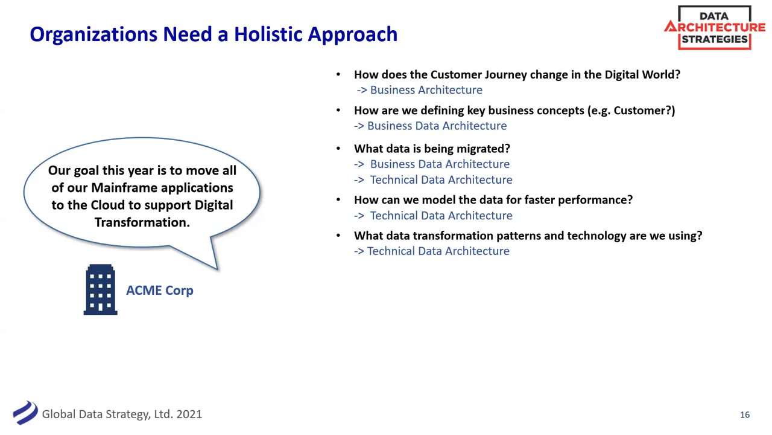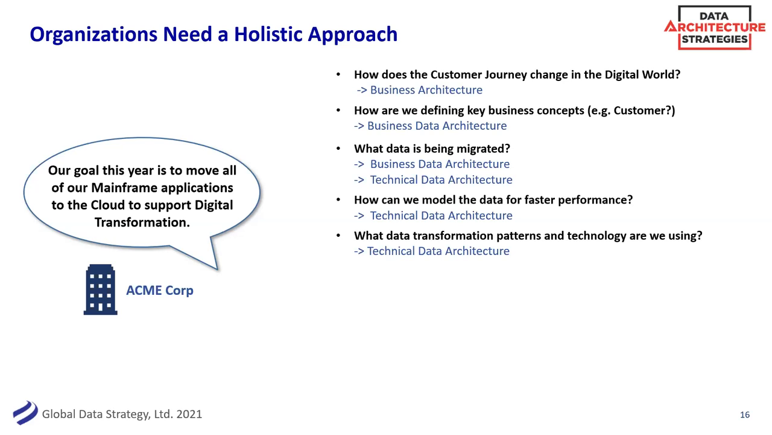We talked about this in the beginning. How do we model the data for faster performance? Is moving to the cloud enough? Do we model it in a different way? Is it key value pair for a web application, or do we want to do a relational database for a data warehouse, et cetera, et cetera?